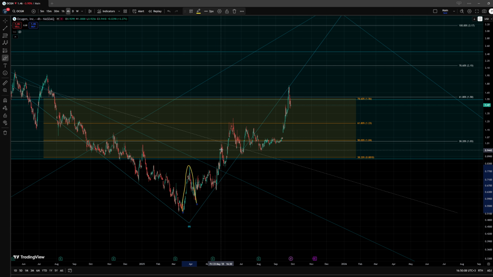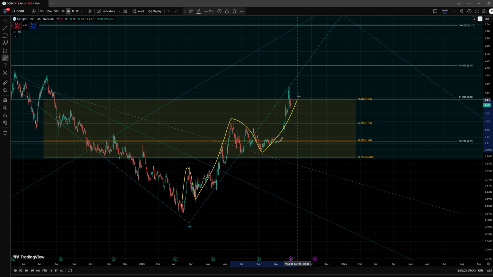Not the most simple structure, to be honest. We could have just an ABC that has developed in this area, and then this could be a wave 1, and in that case we would have here a wave 2, and now we would be looking for a third wave to the upside. But in that case I would have to look at the larger ABC structure.